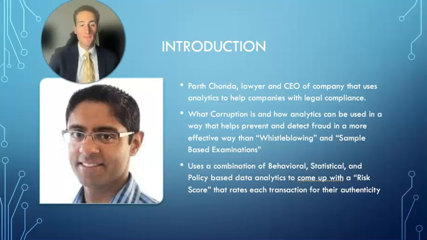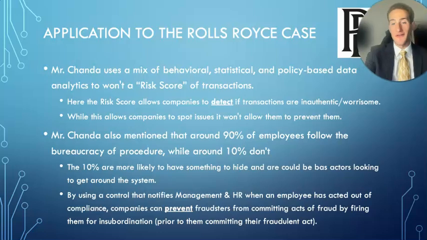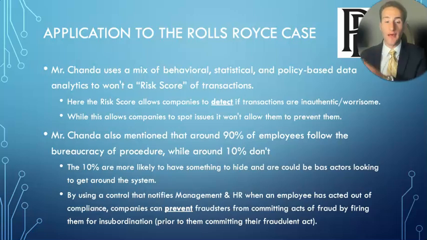Okay, so what better case to look at than Rolls-Royce as it relates to the Foreign Corrupt Practices Act and this idea of risk score. As I mentioned, we have this risk score by Mr. Chanda, and I argue that his analysis applies to the Rolls-Royce case in two ways. The first way is in terms of detecting the bribery and corruption itself.